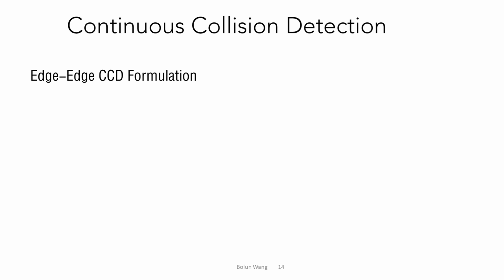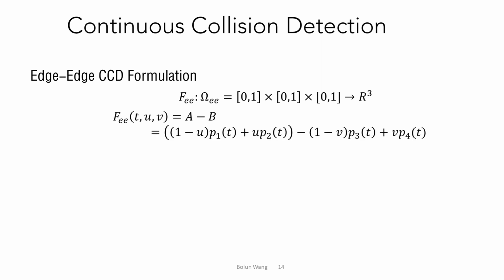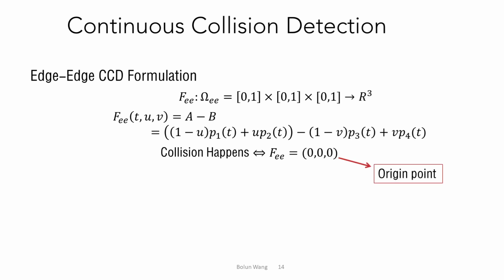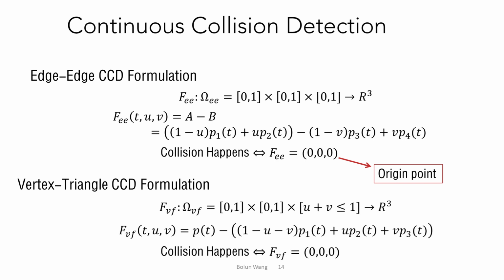Then we can derive the CCD formulation as a map from R3 to R3, F_EE, which equals A minus B. Collision happens if and only if there exist u, v, t such that F_EE equals (0, 0, 0), which is the origin point of the Cartesian coordinate system. And similarly, we can get the vertex-triangle CCD formulation.